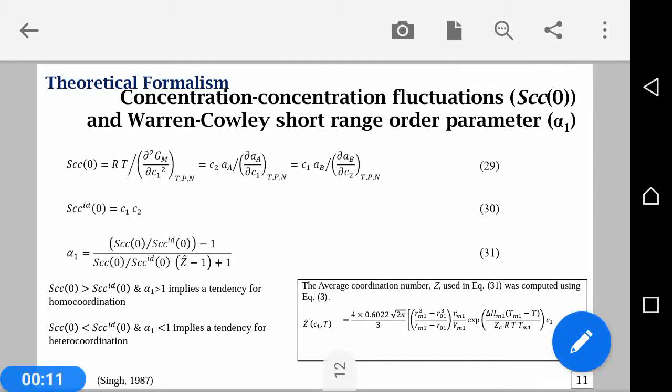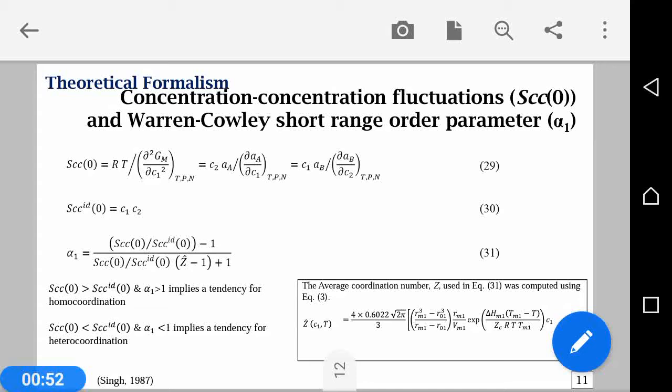Concentration fluctuations in the long wavelength limit, that is SEC 0, and Warren-Cowley short range order parameter, that is alpha 1, were computed for bismuth tin at 600 Kelvin and 900 Kelvin. SEC 0 gives information about the nature of atomic order, that is, it predicts the type of nearest neighbor that will associate with a central atom. It determines whether like atoms or unlike atoms will be preferred as nearest neighbors.